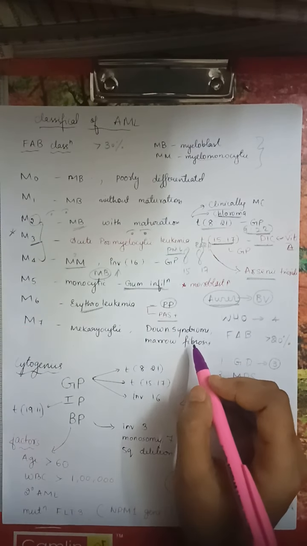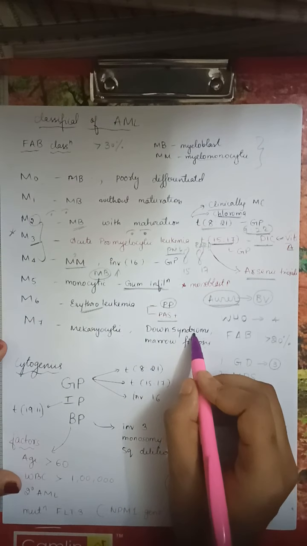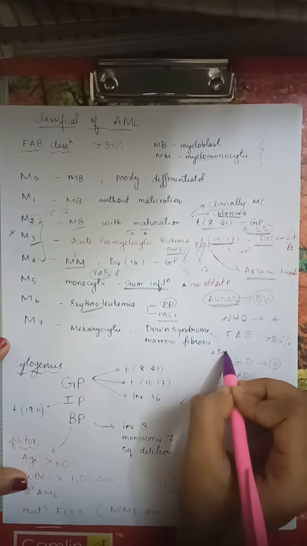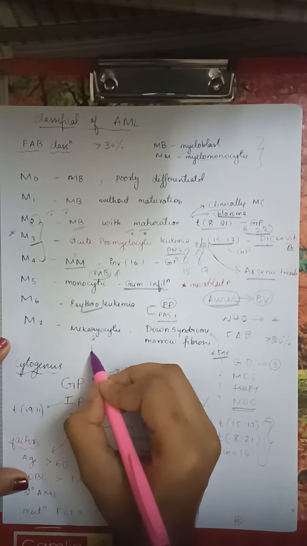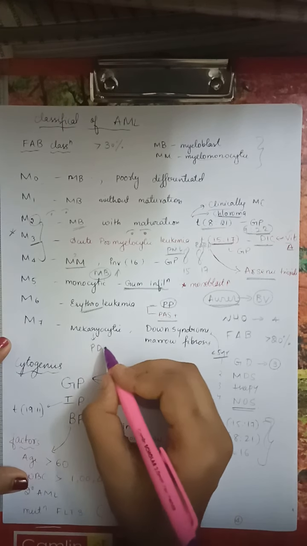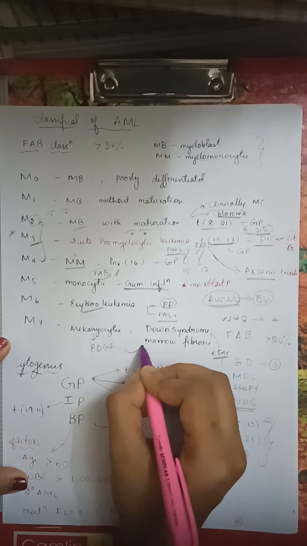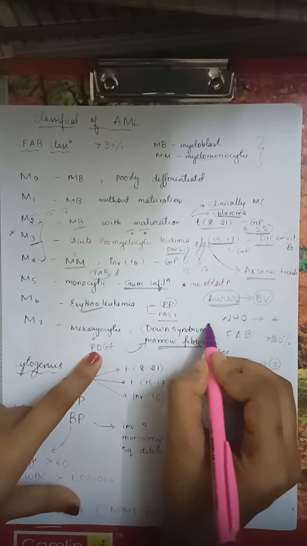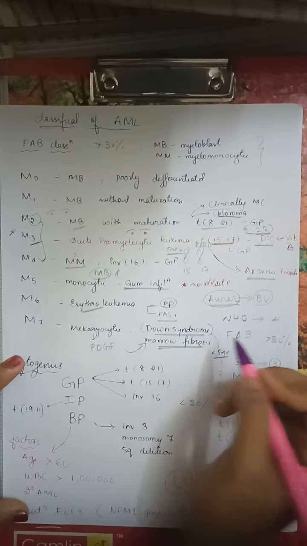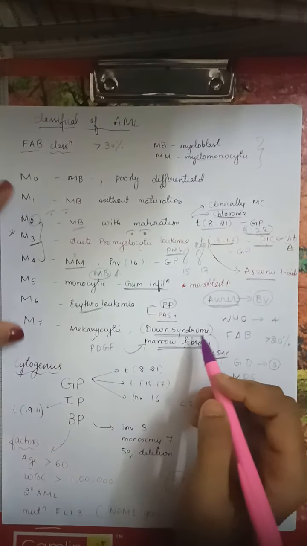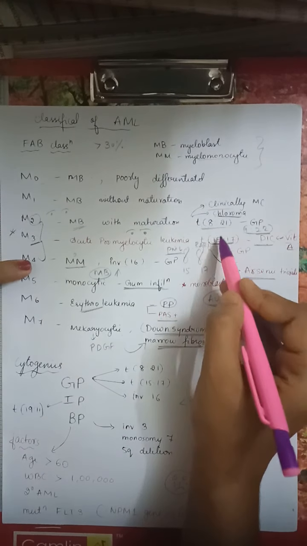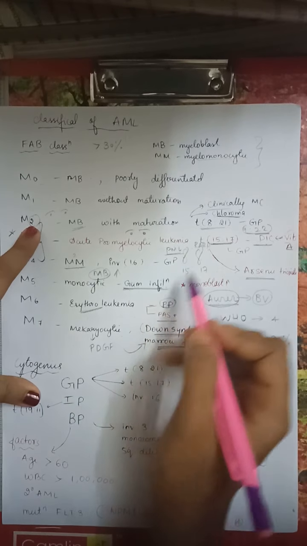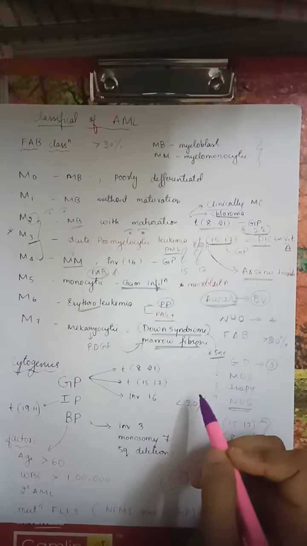And M7, the last one, is associated with Down syndrome, basically in the age less than 5 years, and it leads to formation of platelet derived growth factor, which causes marrow fibrosis. So that is not that important, but association with Down syndrome is important. Just summarizing in one line, important is M2, M3 with this translocation, and M5 with gum infiltration, and M2 with the chloroma. That is most important.